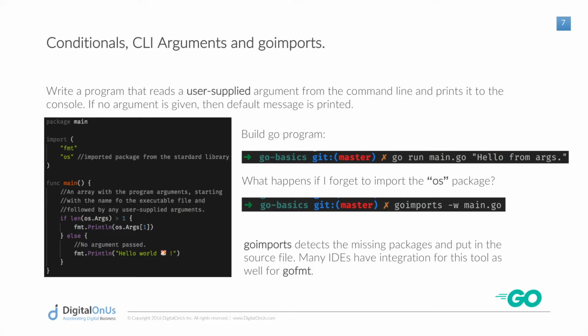goimports will detect all references to packages not imported in this file and will automatically import those packages for us. In this example, the os package. goimports also formats code according to go fmt. Many IDEs have integration for these tools and it makes it faster to develop programs.